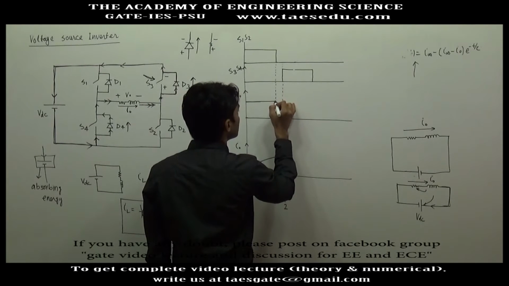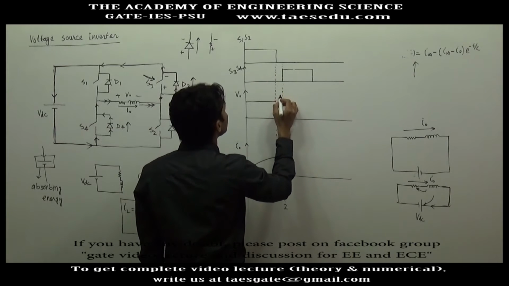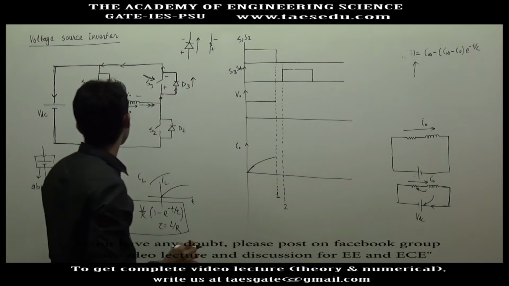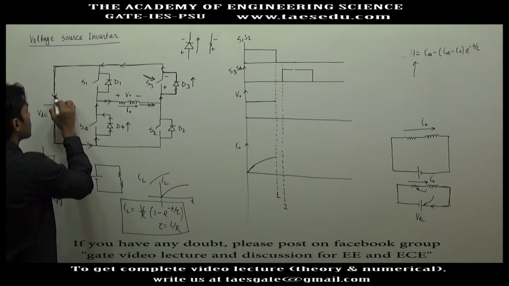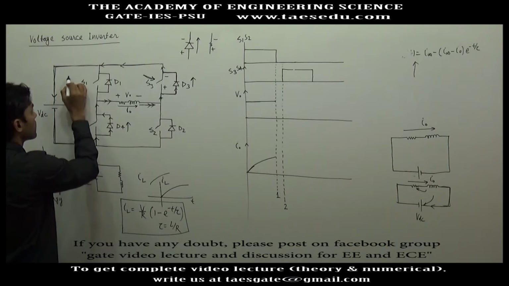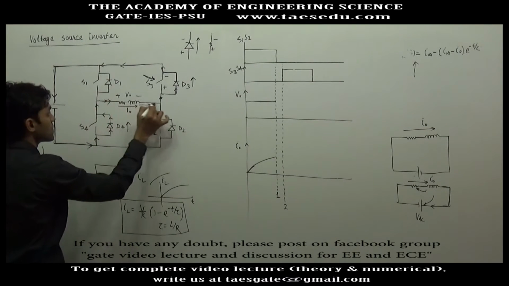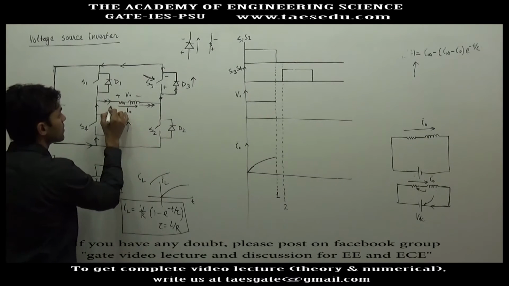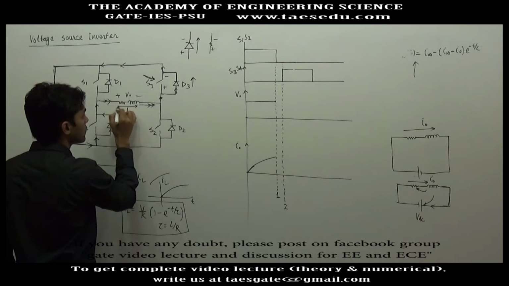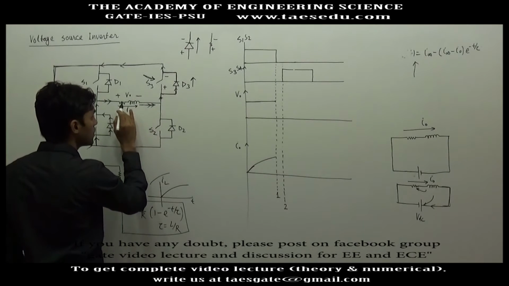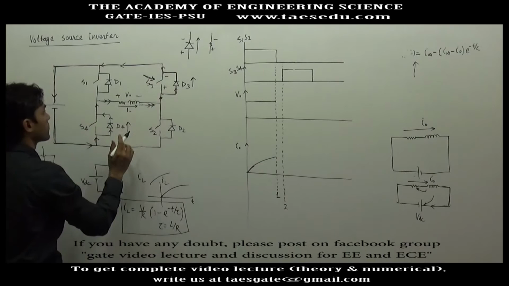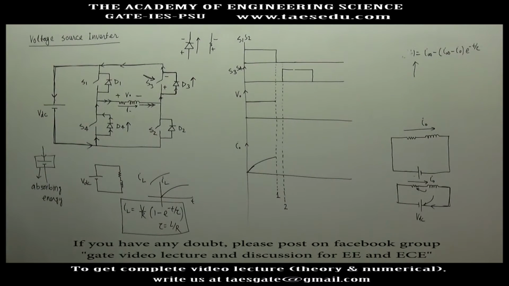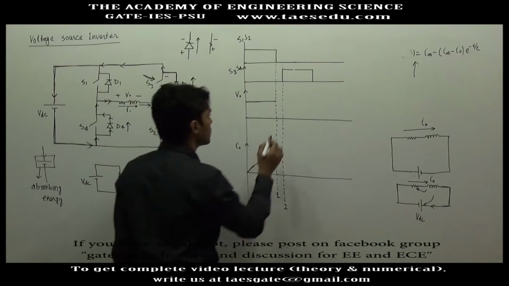and at this point S1 and S2 are commutated. When S1 and S2 were conducting, current has increased in positive direction. And when these two switches are commutated, this positive direction current is now flowing through D3 D4, and if D3 D4 will conduct, means negative leg is conducting, the output voltage will be negative of VDC.